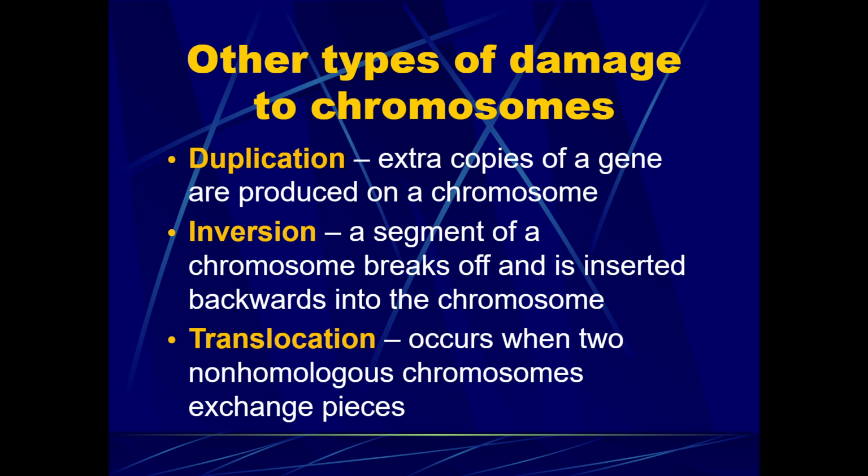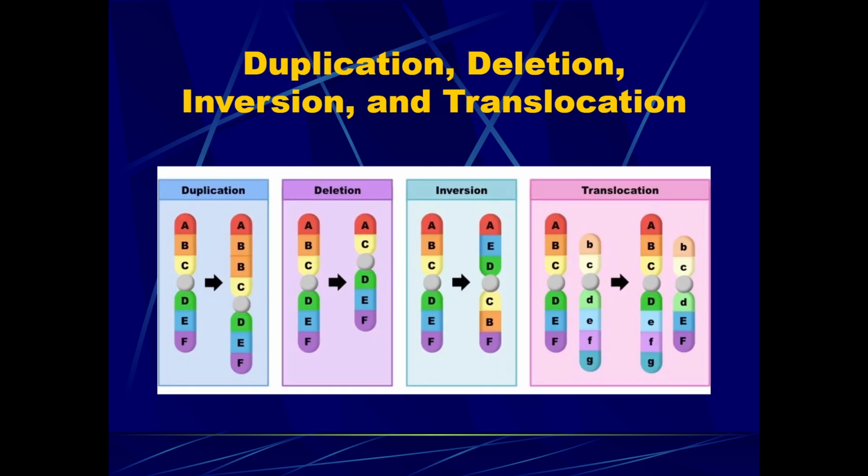Other types of damage: duplication, inversion, translocation. Duplication is extra copies of a gene produced on a chromosome. Inversion is when a piece of a gene is reversed, so it's inserted backwards into the chromosome as opposed to how it's supposed to be. Translocation occurs when two non-homologous chromosomes exchange pieces. Translocation is not always going to produce damage unless that translocation was not supposed to occur as a byproduct of synapsis. So here are what those would look like.